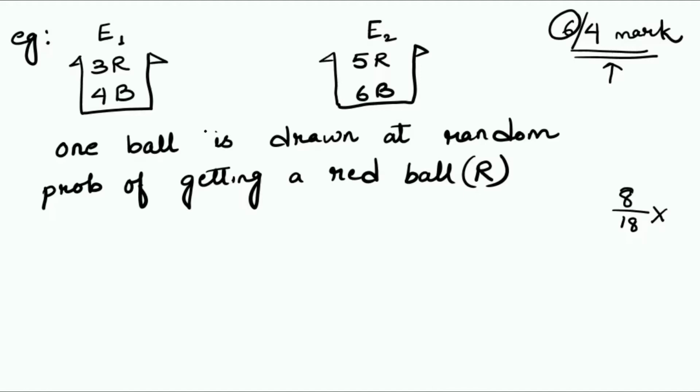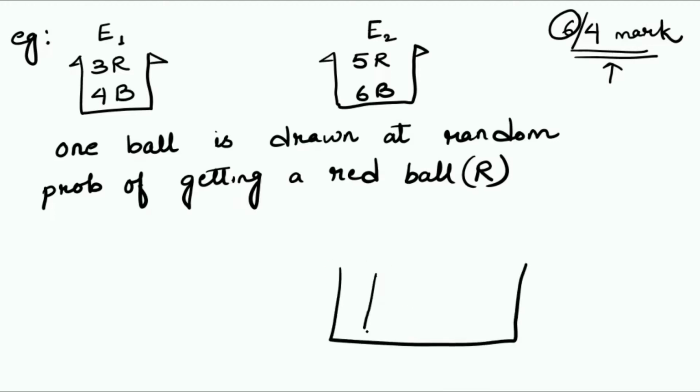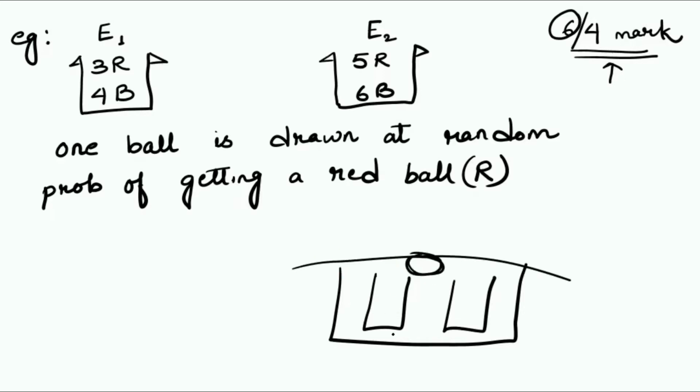Because there are two different bags. This is a big bucket. Your first bag is there and the second bag is there. This is covered and there is a hole here. So I don't know which one is E1 and E2. This is 3 red and 4 black balls. This is 5 red and 6 black balls. This is your big bucket and you put your hand in from here. You will not know which bag you are choosing.